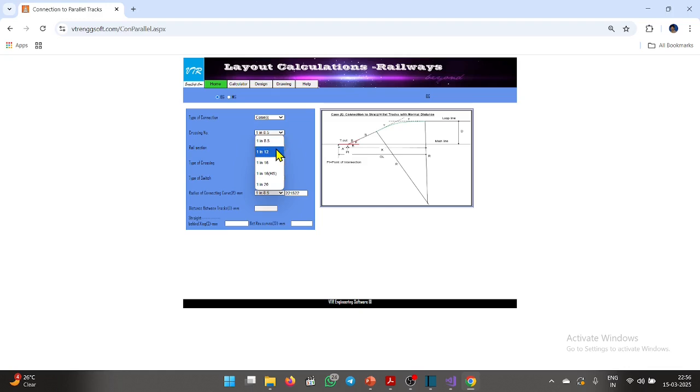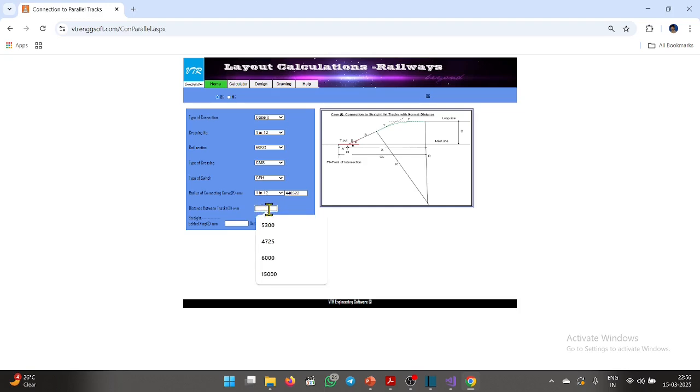Suppose on both sides we have one, this is only 1 in 12. Let us assume we have the 1 in 12 radius. We don't put any station. If you want to have any station, you can put one, otherwise just leave it. Or you can put something like 6 meter also. You can enter it on whatever side you want.